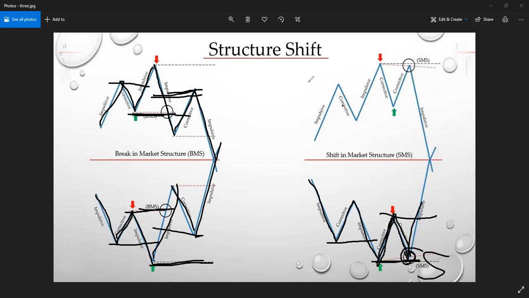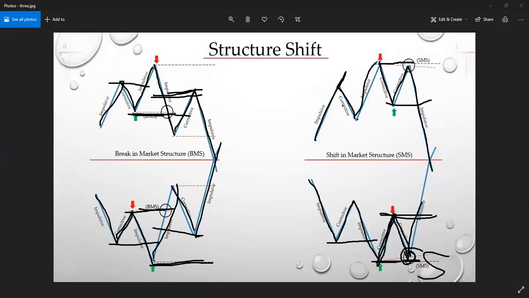Yes. Okay, so this is what we call a shift in market structure. The same thing applies for a market going up. You see the market made an impulse, it made a correction, it made another impulse again, it made a correction again. The market was not able to break the higher high. It now made an impulsive move downward and broke the last low of the correction.